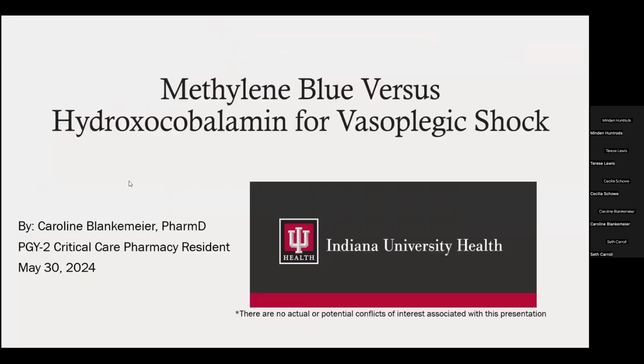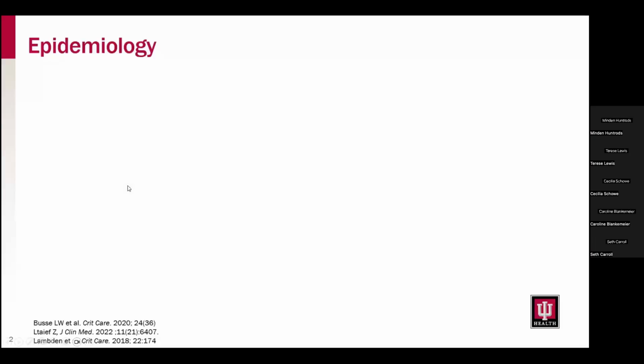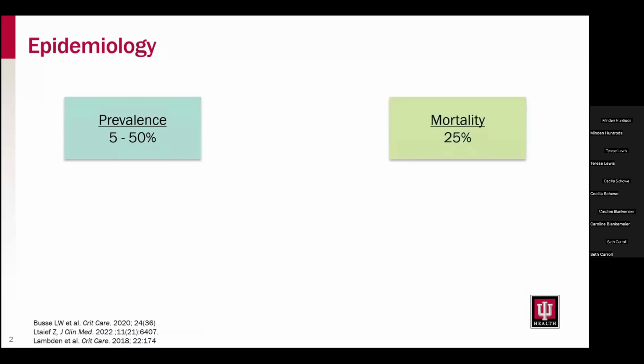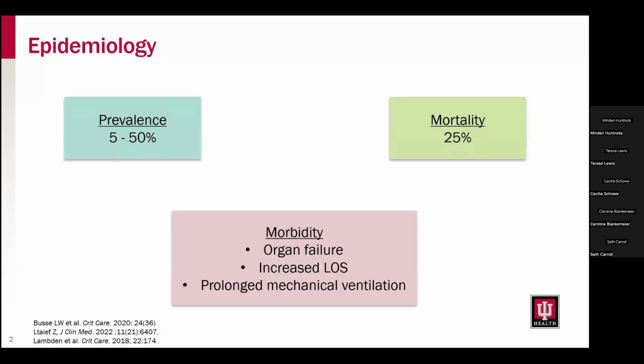So we'll go ahead and dive into the epidemiology of vasoplegic shock. Its prevalence ranges pretty widely, between 5 and 50% of cardiac surgeries. The mortality, though, is fairly high at 25%, and it is associated with significant morbidity, with increased organ failure like acute kidney injury or acute liver failure. It's also associated with an increased length of stay in the hospital and ICU and prolonged mechanical ventilation times.